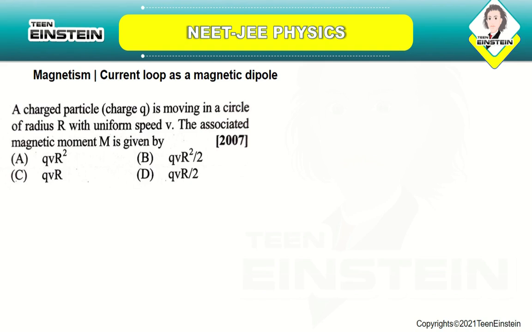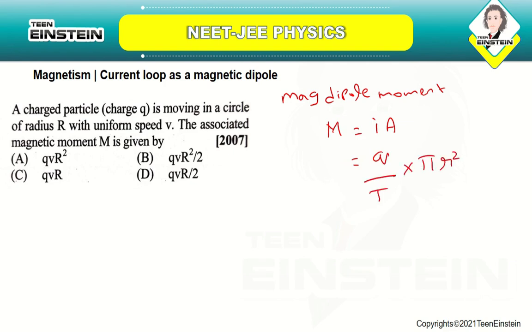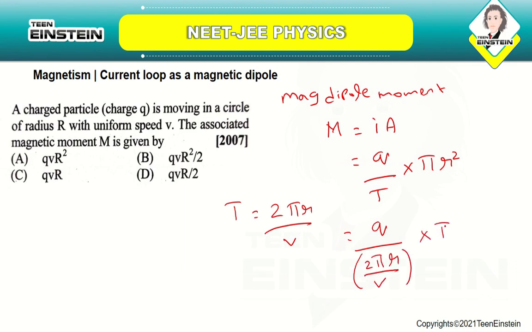Here the magnetic dipole moment M is equal to I into A, which is Q by T into pi r square. Okay, so since T is equal to 2 pi r by v, you will have it as Q by 2 pi r by v into pi r square. So M will be Q v r by 2.